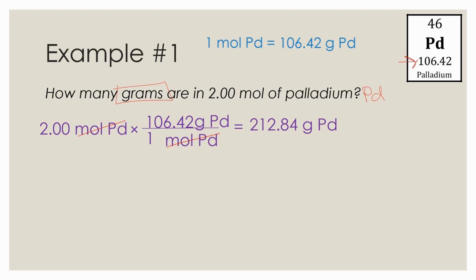212.84 grams of palladium. But of course, just like always, our last step needs to be sig figs. So we started with 3. This is a conversion factor, so it's not going to affect our sig figs. So we started with 3, we should end with 3, and this is going to round up to 213 grams of palladium.